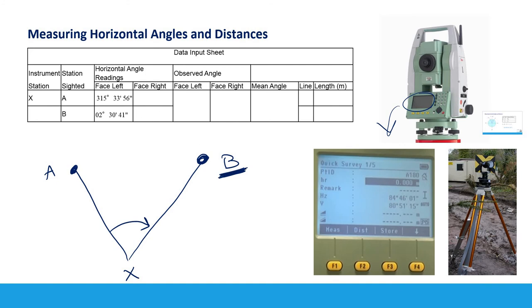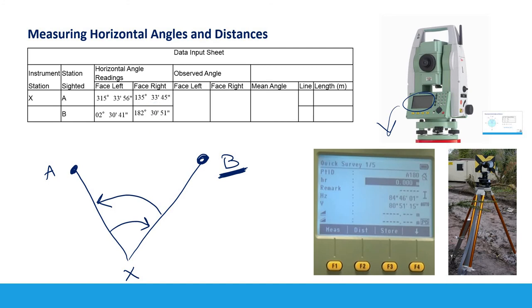I will look at the screen of the total station and write down the horizontal angle here. This is the third measurement, and then I will return to A and write down the fourth measurement, which is this one. Okay, now I think you have a good understanding of how to collect these measurements. Now let's do the calculations for this case.